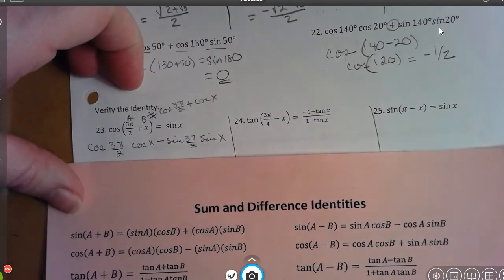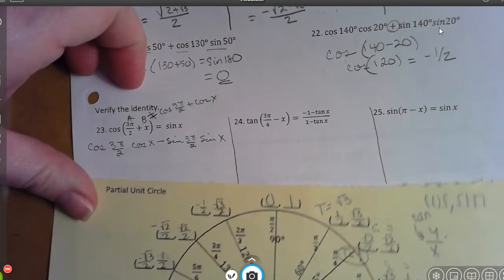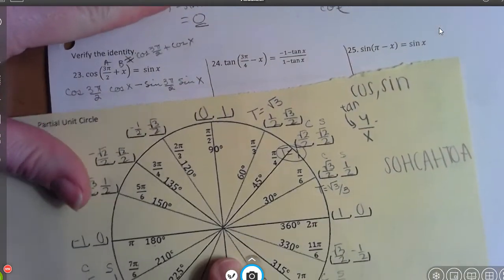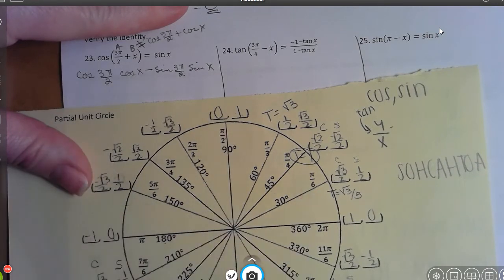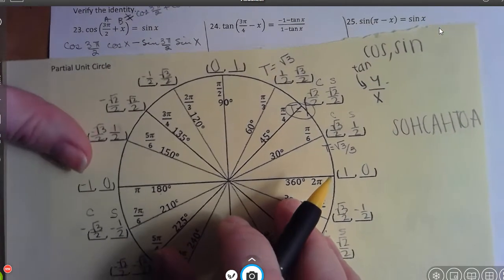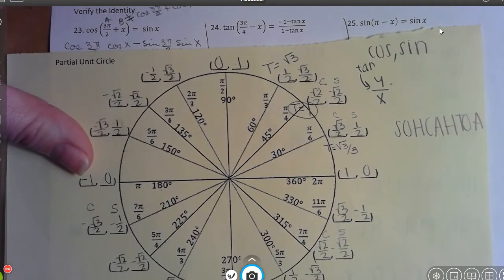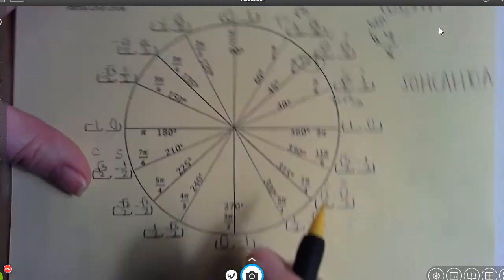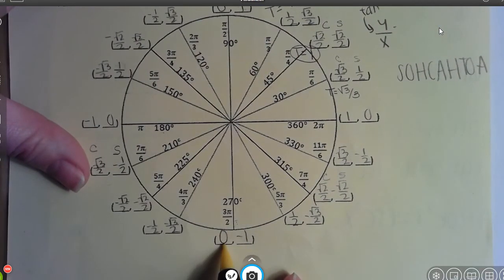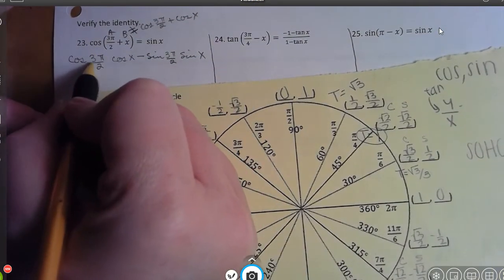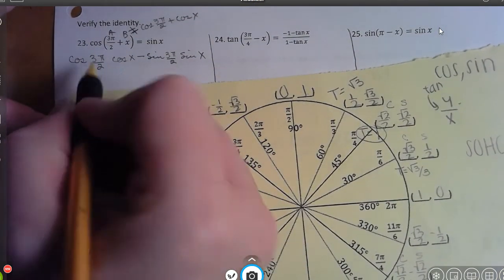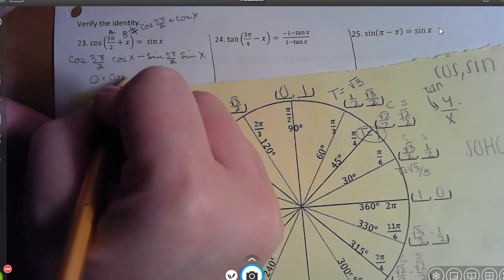All right, so when you go to fill this in, look at your values for 3 pi over 2. Well, at 3 pi over 2, you're down here. Let's see if I can scoot this up enough. Okay, the video paused. There we go. 3 pi over 2 is down here at the bottom. And you needed cosine. So that means cosine of that is 0. So cosine of 3 pi over 2 is 0 times cosine of x.